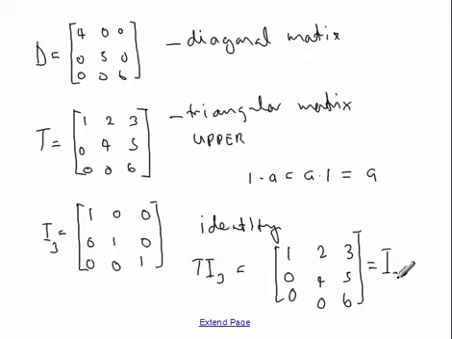I3 multiplied by T. So whichever way you do the multiplication with an identity, you'll still get the same matrix altogether. That is, if both multiplications can be done.